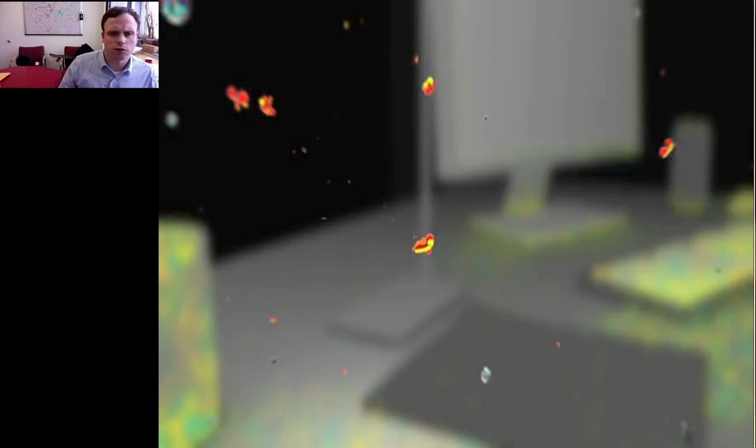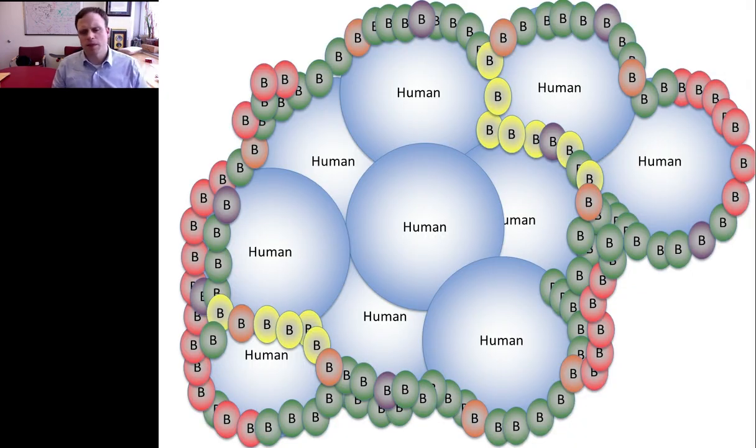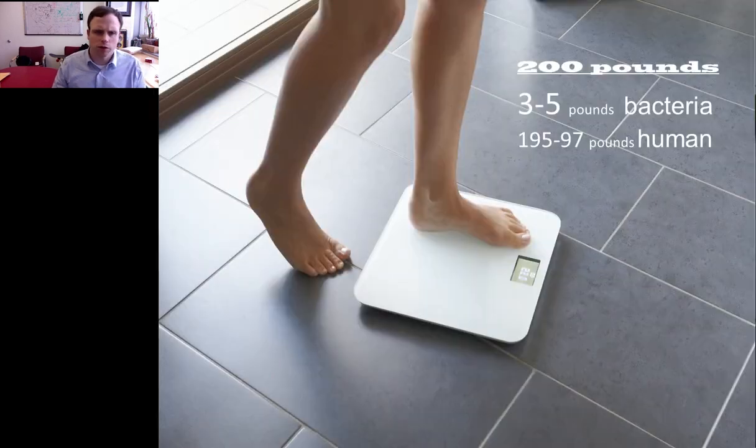So if you were to look at this from the view of the microbiome, you can see here that the human cells are very large, but you're covered and generally awash in these bacterial cells. And if you step onto a scale, about a few pounds of your body is actually bacterial cells, so you can legitimately blame them if your diet is not working as much as you'd like.